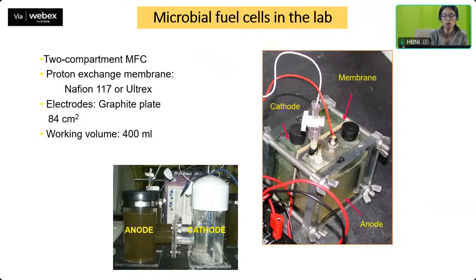You have a proton exchange membrane, which can be Nafion or Ultrex. The electrodes are generally graphite plates. The working volume is around 400 ml. So these are the microbial fuel cells which you generally find in the lab.